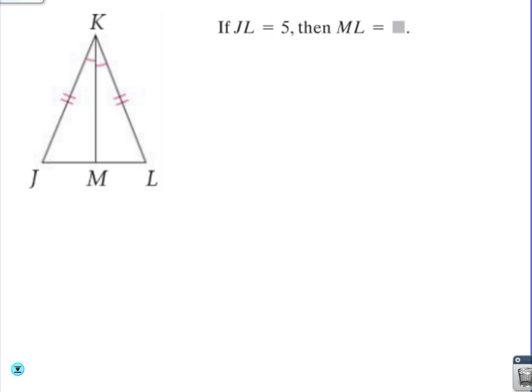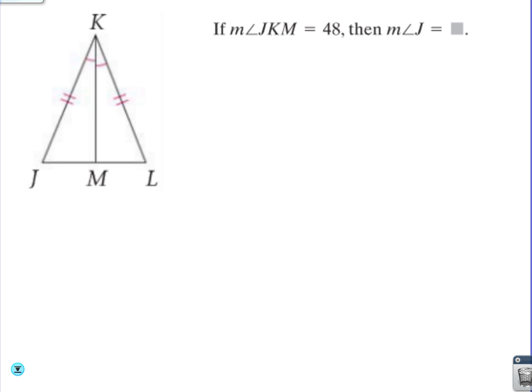If JL is 5, how big is ML? See how easy it is. What do y'all think? 2.5. Each of those would be 2.5. Again, this would be perpendicular. This angle is the same as that angle. This angle is the same as that angle. We're good. Okay, everything's the same. This side is the same as itself.